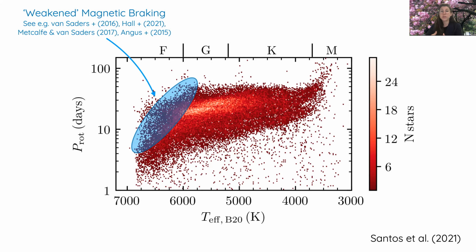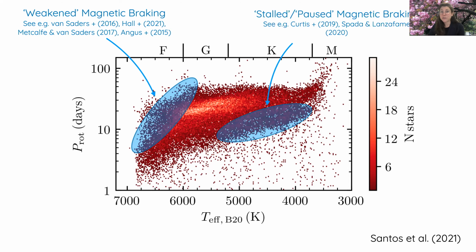So for old stars of solar mass, if you have a rotation period for a G-type star, for example, that is a fairly long rotation period, 20 days plus, then you will probably want to use a gyrochronology model that includes weakened magnetic braking, like, for example, Jen van Saders's gyrochronology models.